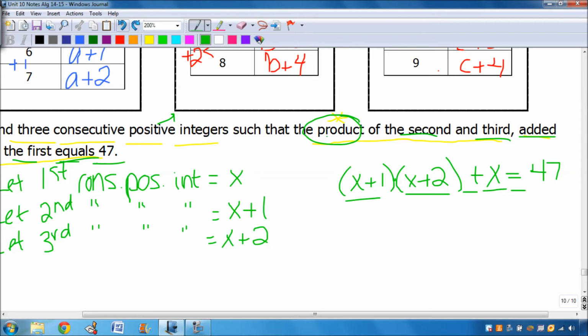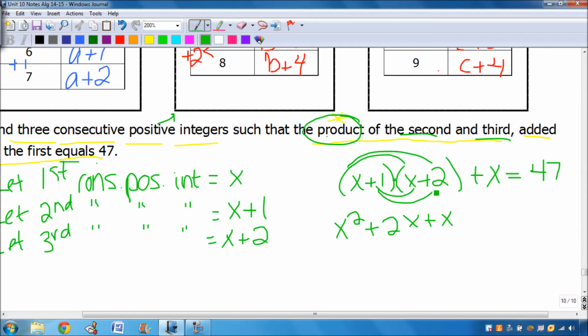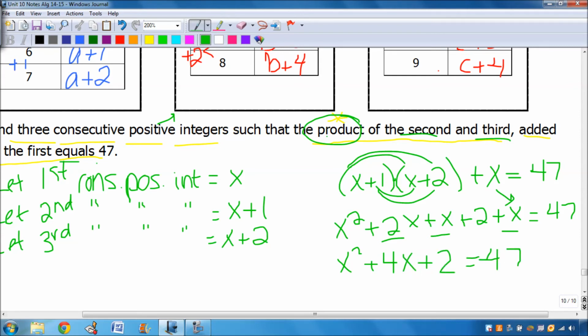So in order to solve this, what I need to do is distribute. So I'm going to distribute the x to the x and get x squared. Distribute the x to the 2 and get 2x. Distribute the 1 to the x and get 1x. And then distribute the 1 to the 2 and get 2. Copy the rest of it down, equals 47. Don't forget to copy down this plus x. When you combine your like terms, you end up getting x squared plus 4x plus 2 equals 47.